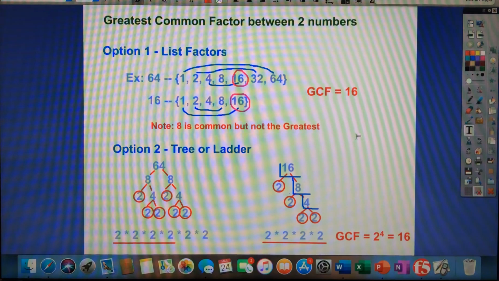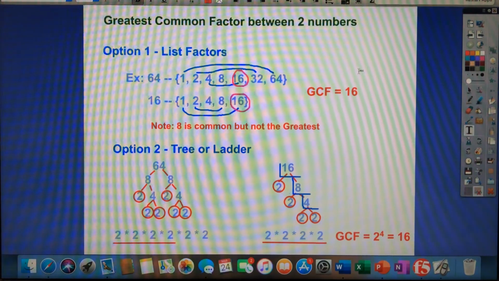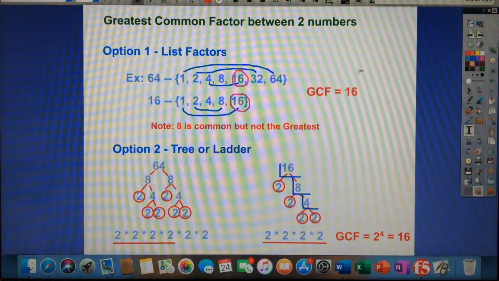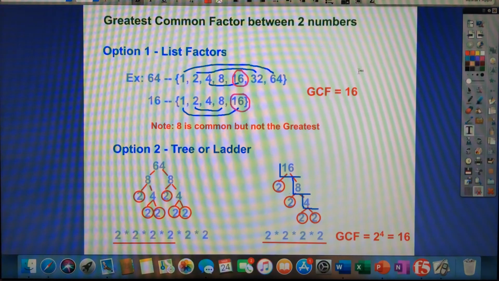Just a very quick review of common factors, because when we start polynomials, we are going to be pulling out factors and lots of them.